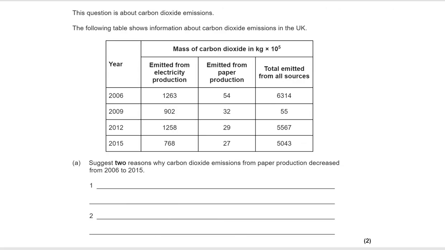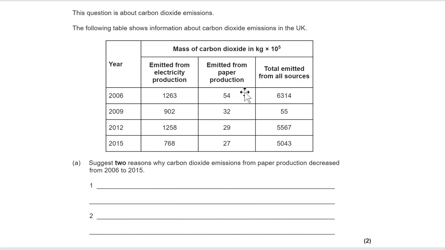So we have got in part A 2 reasons. Well, actually, let's go through the information. The following table shows information about carbon dioxide emissions in the UK. Emitted from electricity production, emitted from paper production, and emitted from all sources. Suggest 2 reasons why carbon dioxide emissions from paper production decreased from 2006 to 2015.